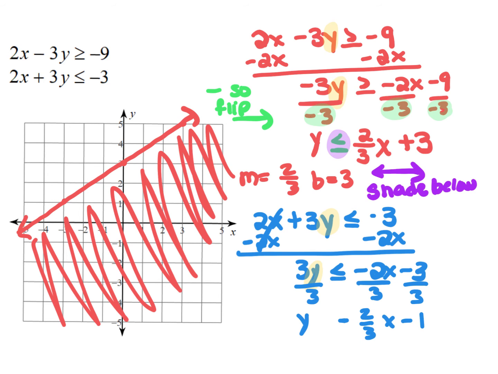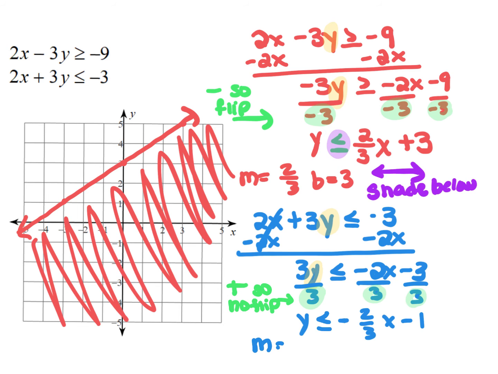And because the number we're dividing by is positive, we don't have to flip. So it's positive, so no flip. So my symbol is going to stay the exact same as less than or equal to.